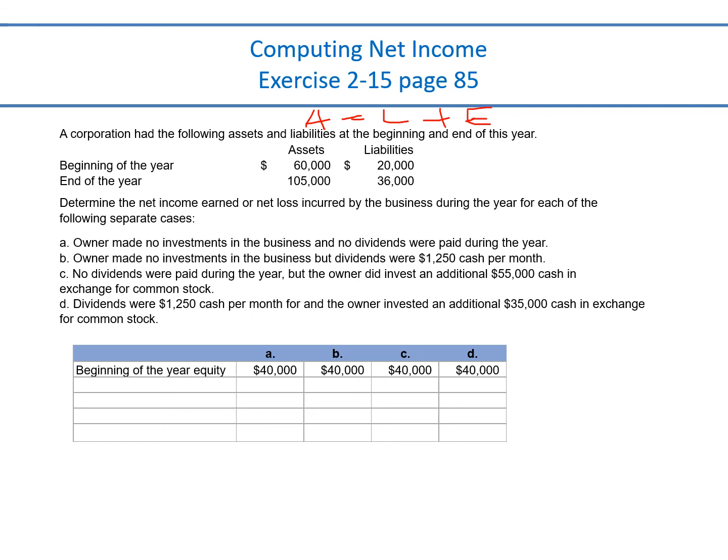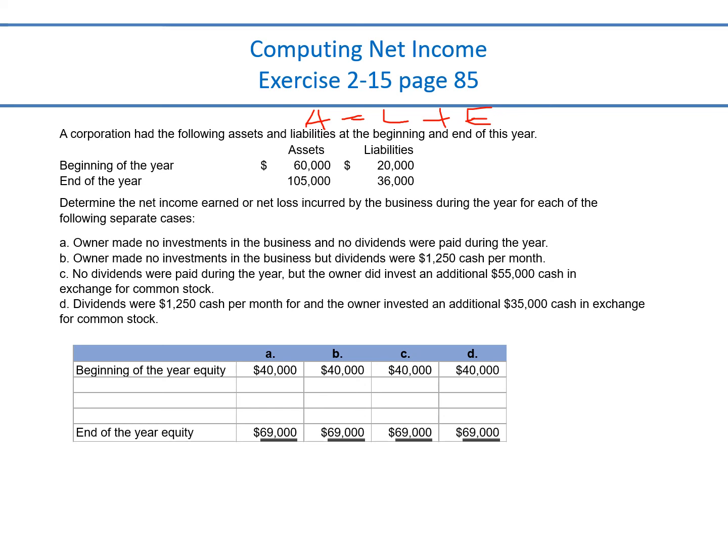And then if we know that assets are 105,000 and liabilities are 36,000, let me get out my handy dandy 10 key. Don't tell. Shh. 105 minus 36. That means that total equity is $69,000 at the end of the year, right? That'll be true for all 4 circumstances.